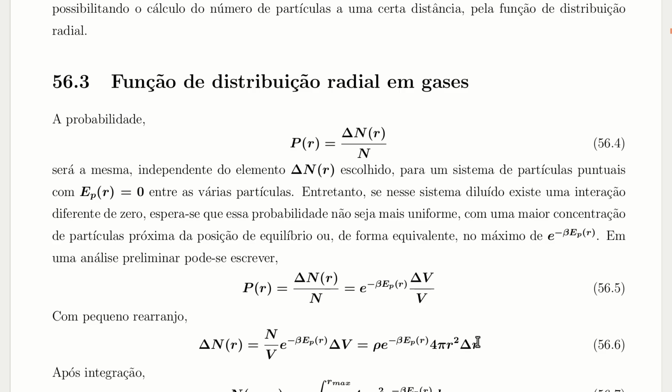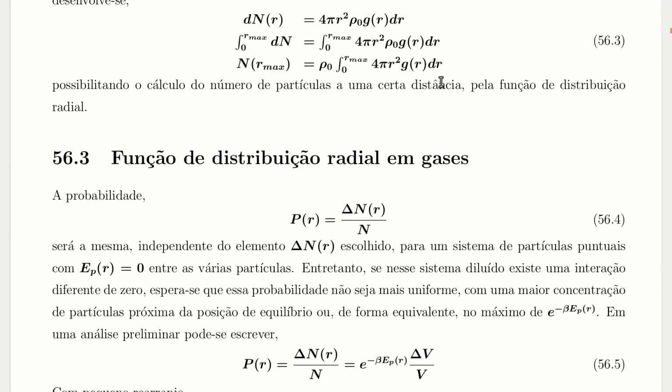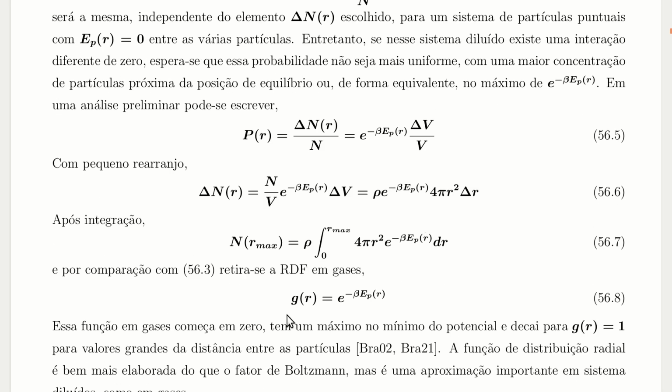Rearrange again and make the same manipulation I did here. I will arrive that the number of particles in this case for gas is going to be equal to that. Comparing these two equations, this one with this one, I can conclude that the radial distribution function for a gas is just the Boltzmann factor. And you are going to remember the discussion on hard sphere that we have done before on the Mayer function and the Boltzmann factor, as in the last chapter.